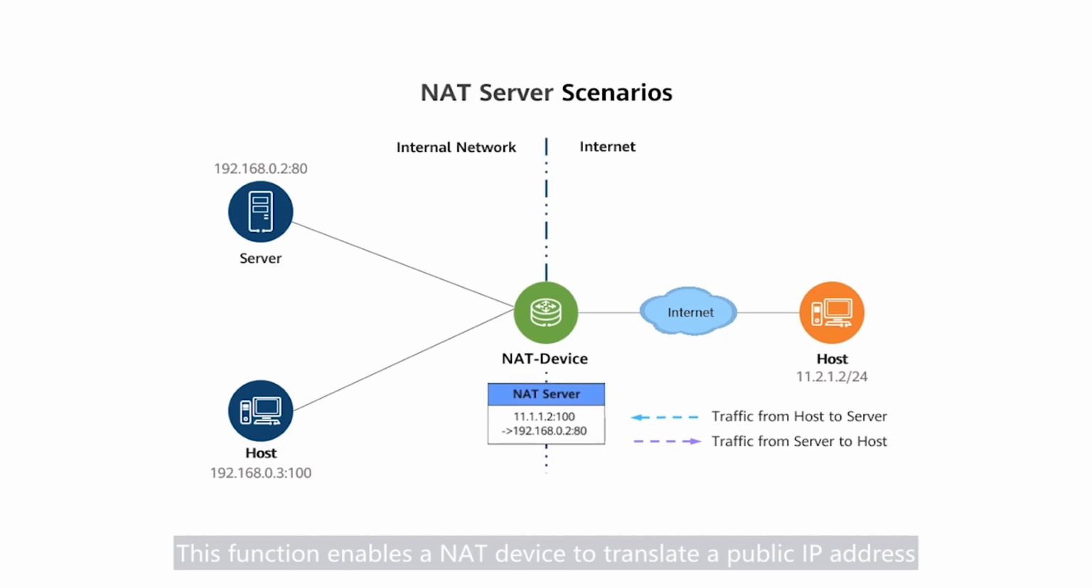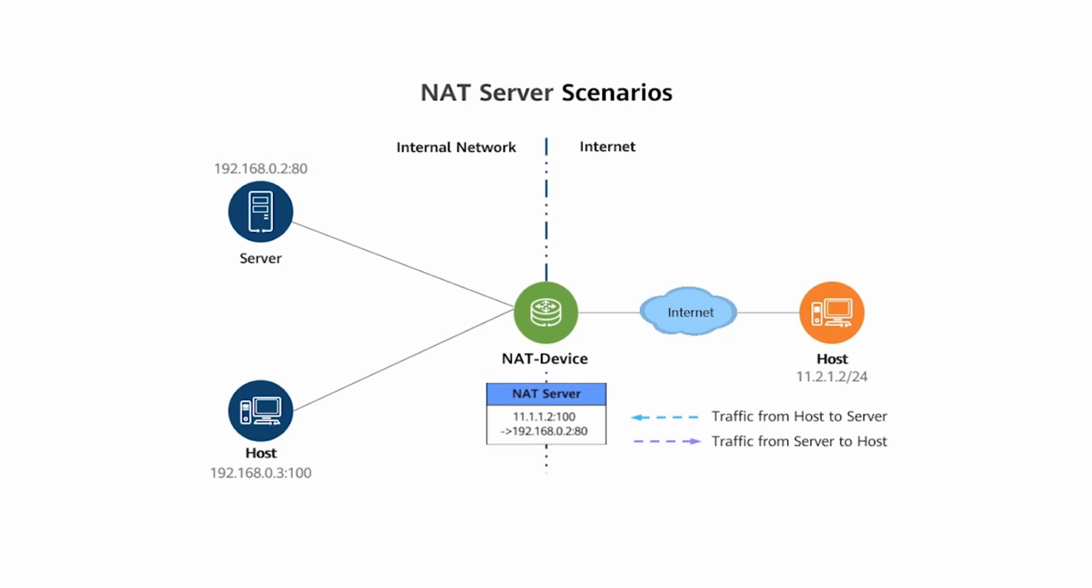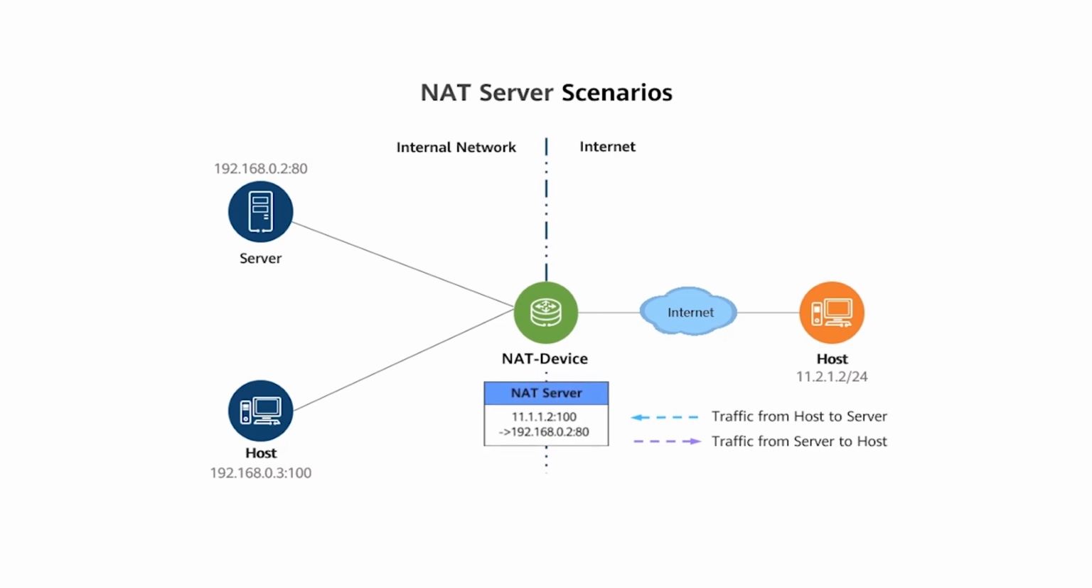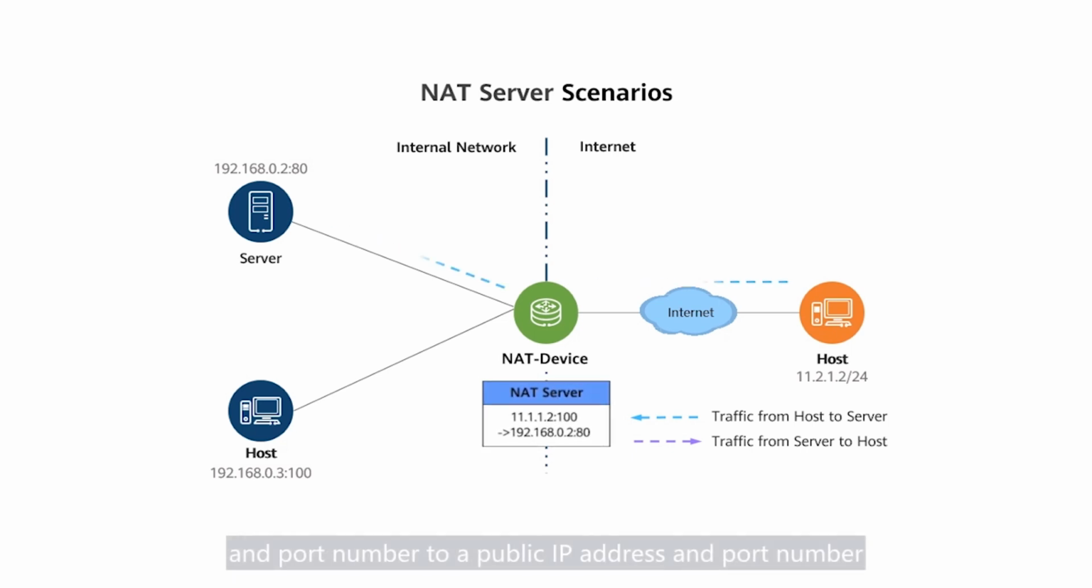This function enables a NAT device to translate a public IP address to a private IP address based on a static mapping entry. The entry can map a private IP address to a public IP address or a private IP address and port number to a public IP address and port number.